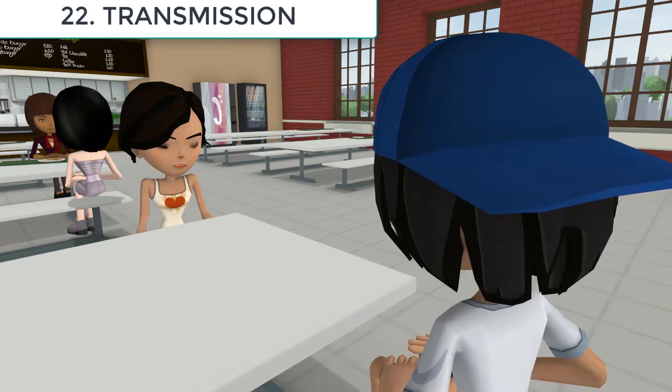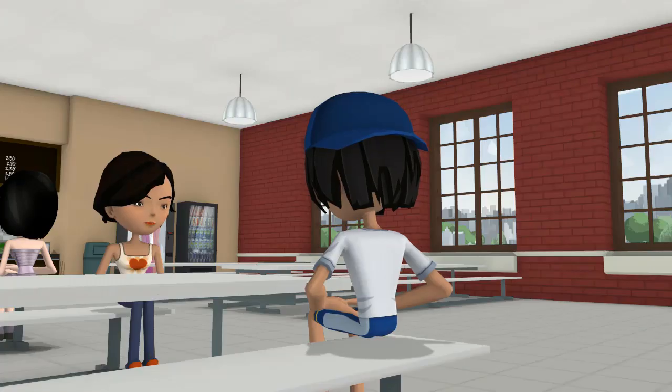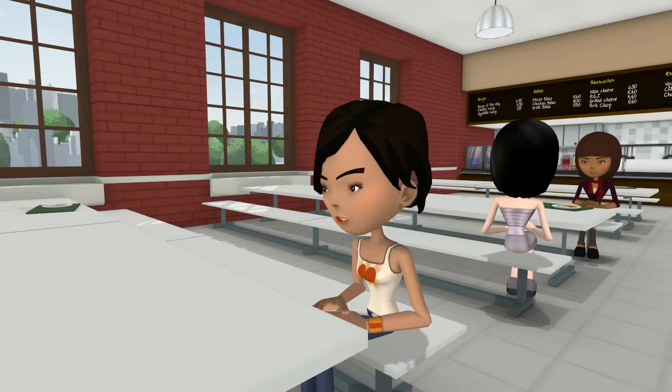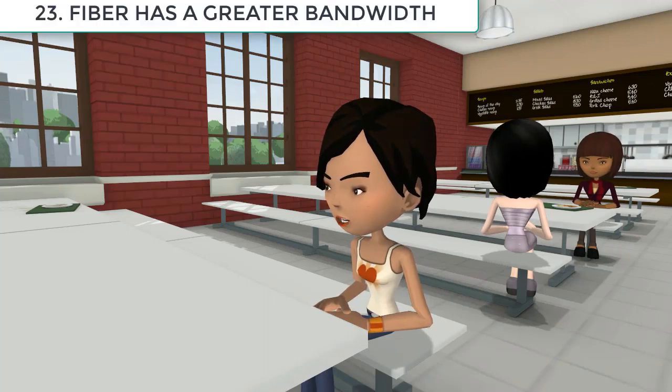Question 22. Bandwidth varies by the capability of the transmission medium. Yikes. What does that mean? That means wired, the type of wires, Wi-Fi, cellular. There are all types of bandwidth and speed considerations. Oh yeah. Question 23 should read: fiber optic cable can carry more information than coaxial cable, so fiber has a greater bandwidth than coaxial.